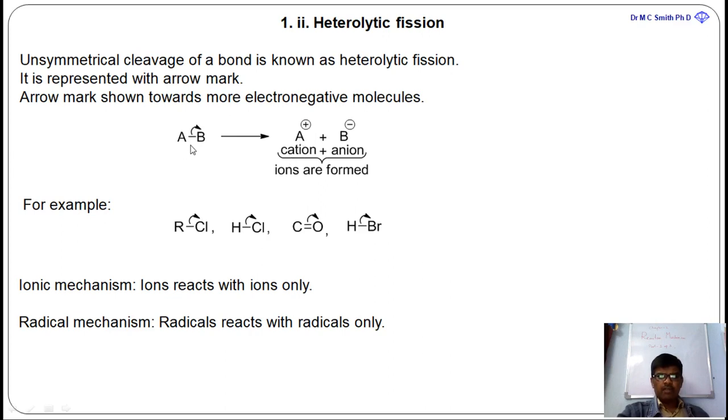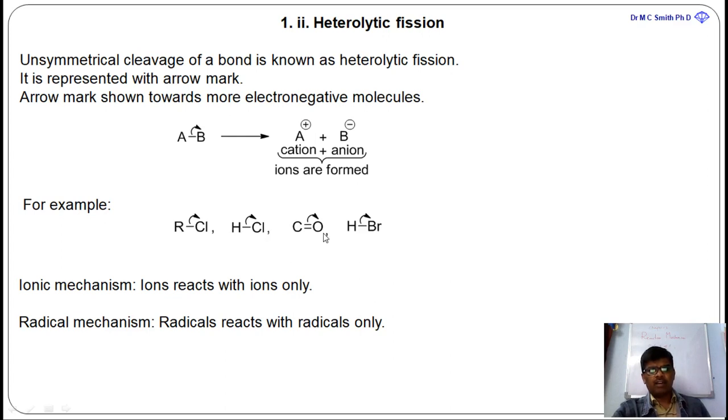So the bond which undergoes heterolytic fission will give two ions. One is a cation, the other one is an anion. For example, an alkyl halide, R-Cl, where carbon of the alkane R is less electronegative. If we compare the electronegativity of chlorine and the alkane carbon, definitely the chlorine electronegativity is more, so the bonded electrons will be shifted towards chlorine, and it gives rise to R plus, the cation, and chlorine minus, the chloride ion. Similarly HCl gives H plus and chloride ion.